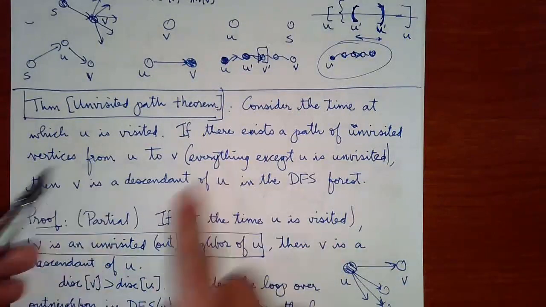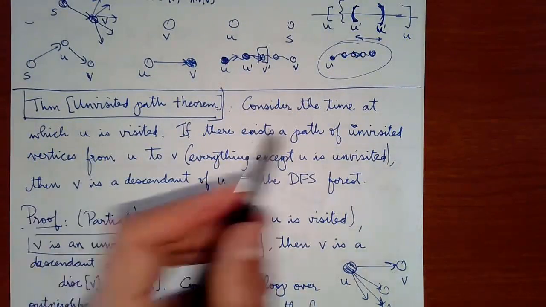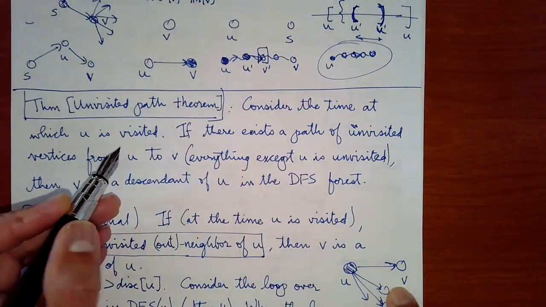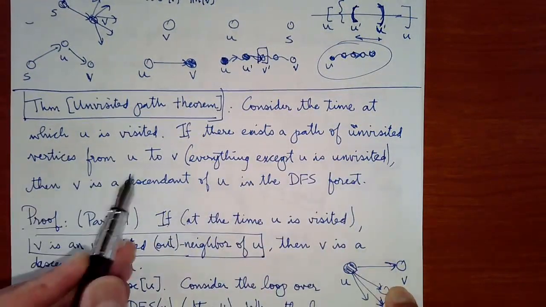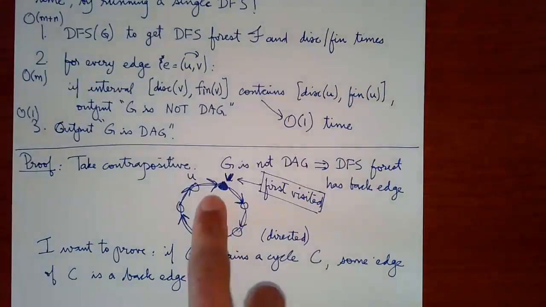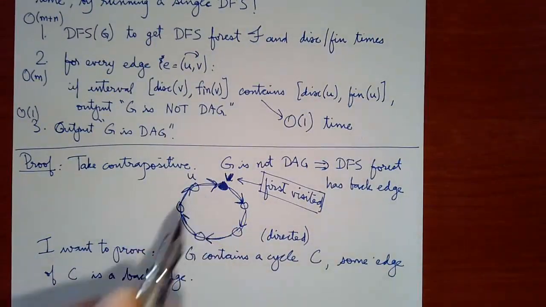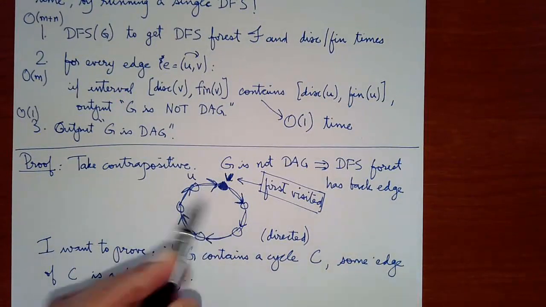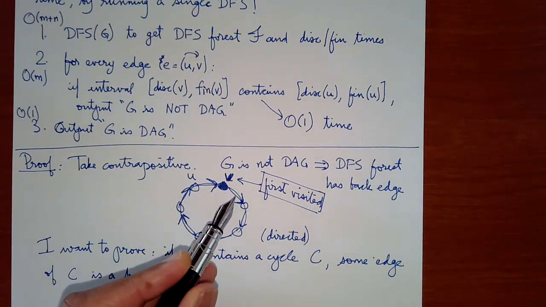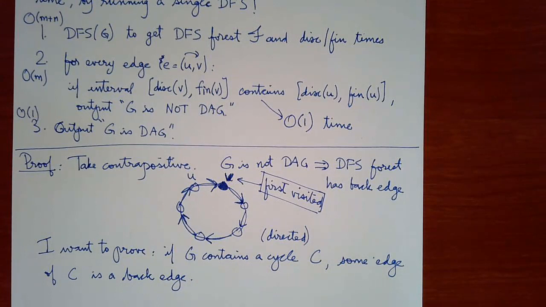Except, okay, sorry, U and V have their roles switched, but it basically says if you visit a vertex and there exists a path of unvisited vertices to some other vertex, then that other vertex is a descendant. And that is precisely what you do here, right? You'll say, consider the first visited vertex. There is a path of unvisited vertices to U. So U is a descendant of V, and hence UV is a back edge. I'll write this down, but I hope you see this.